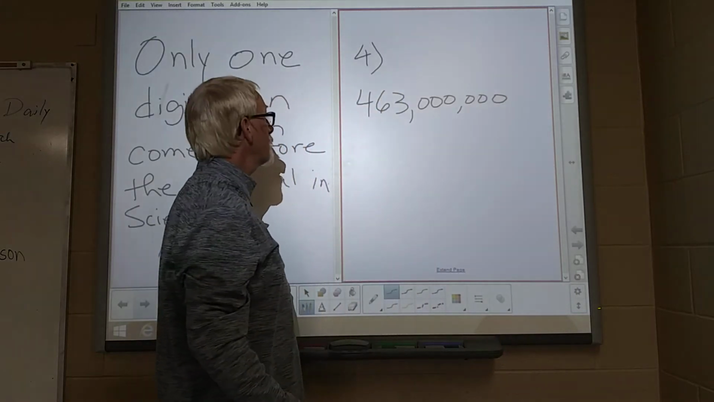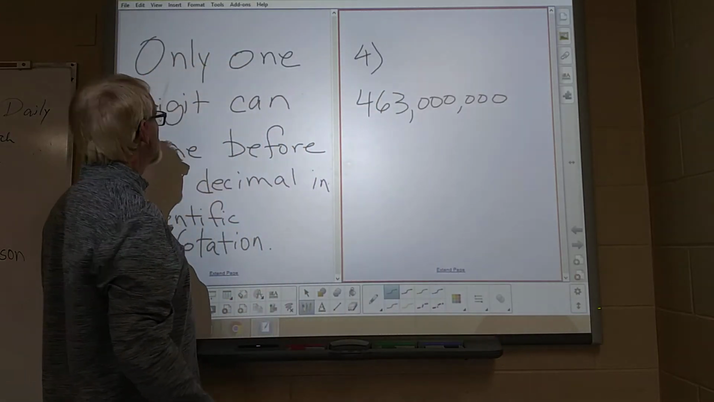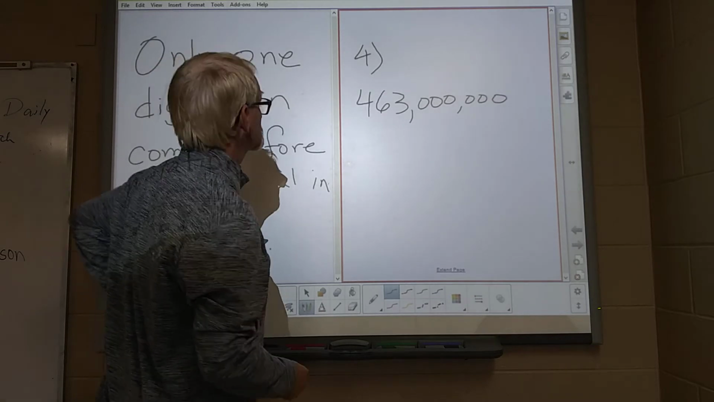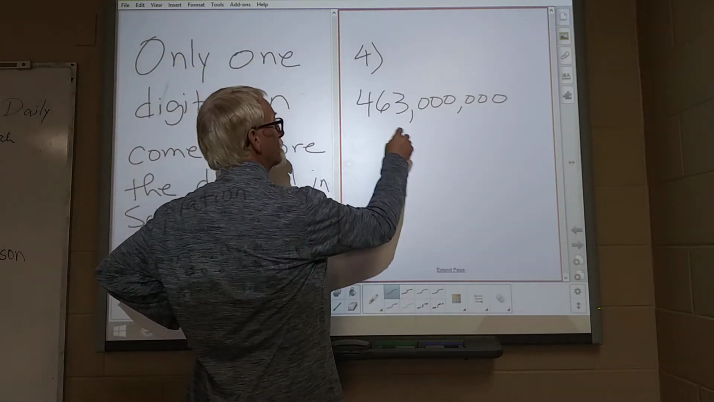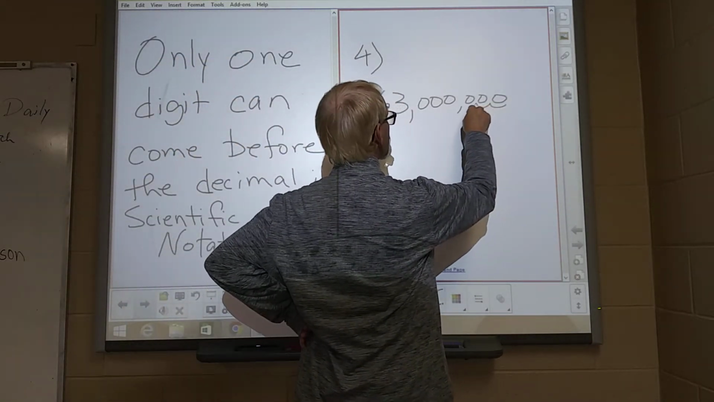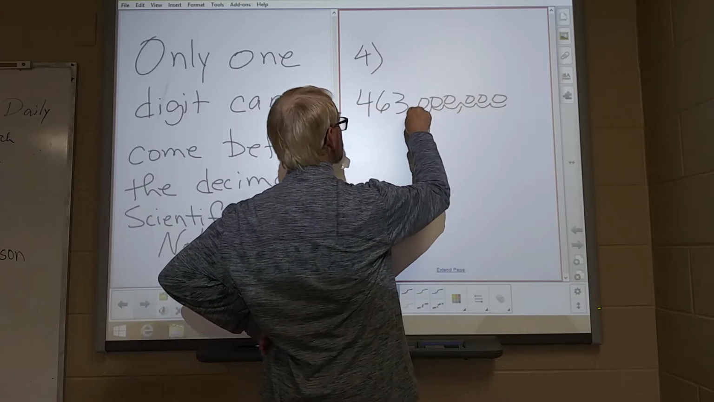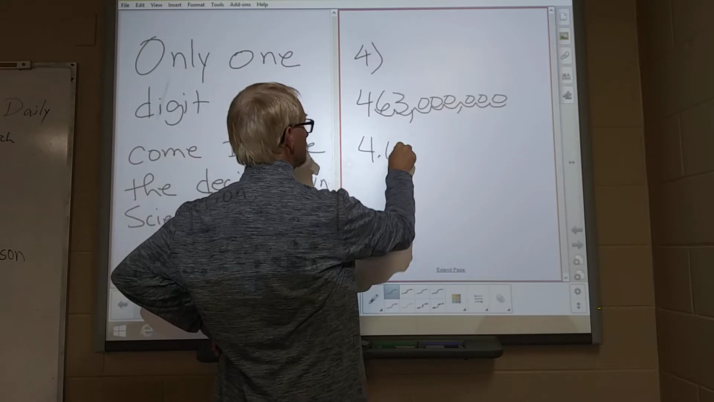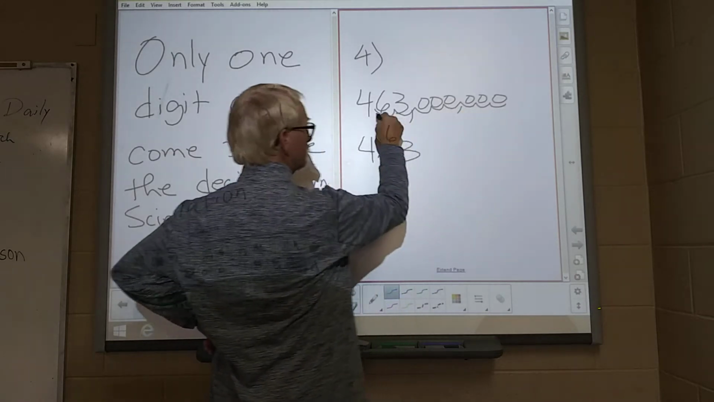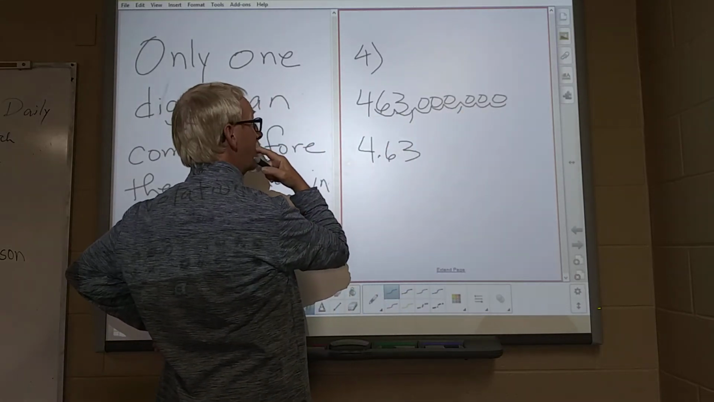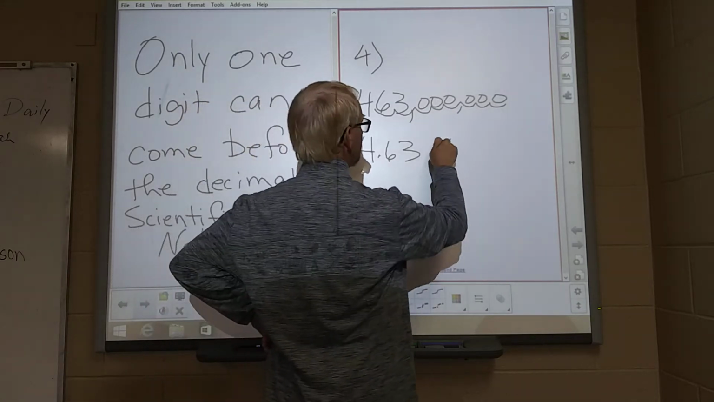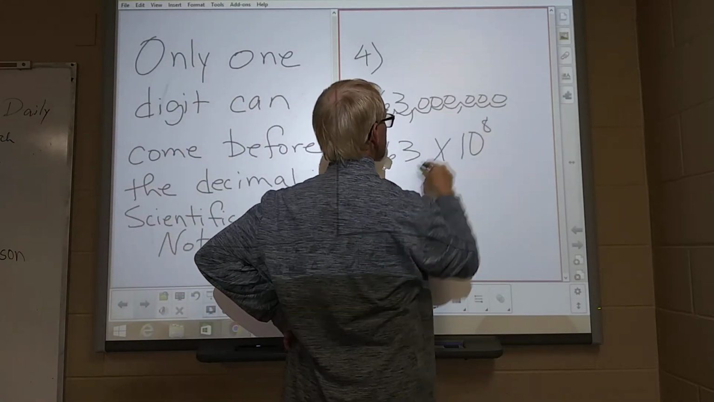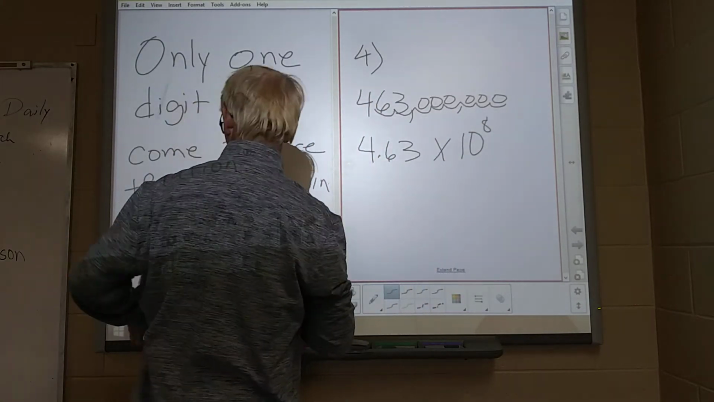Express it. So remember, only one digit can come before the decimal. So we're going to move it 1, 2, 3, 4, 5, 6, 7, 8. And so that means we get 4.63. You don't write any of the zeros. You only have to write the significant digits there. 4.63 times 10 to the 8. We moved it 8 places.